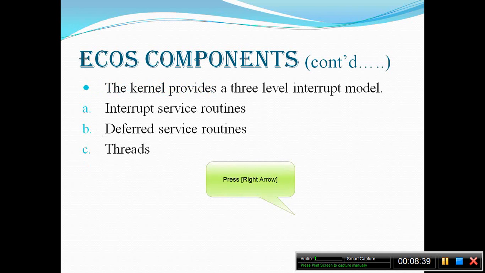The kernel also provides a 3-level interrupt model, that is interrupt service routines, deferred service routines, and threads. So, the interrupt service routine, also known as ISR, is invoked in response to the hardware interrupt. Hardware interrupts are delivered with a minimum of intervention to an ISR. The HAL decodes the hardware source of the interrupt and calls the ISR of the attached interrupt object. Here, the ISR may manipulate the hardware but is only allowed to make a restricted set of calls on the driver API.